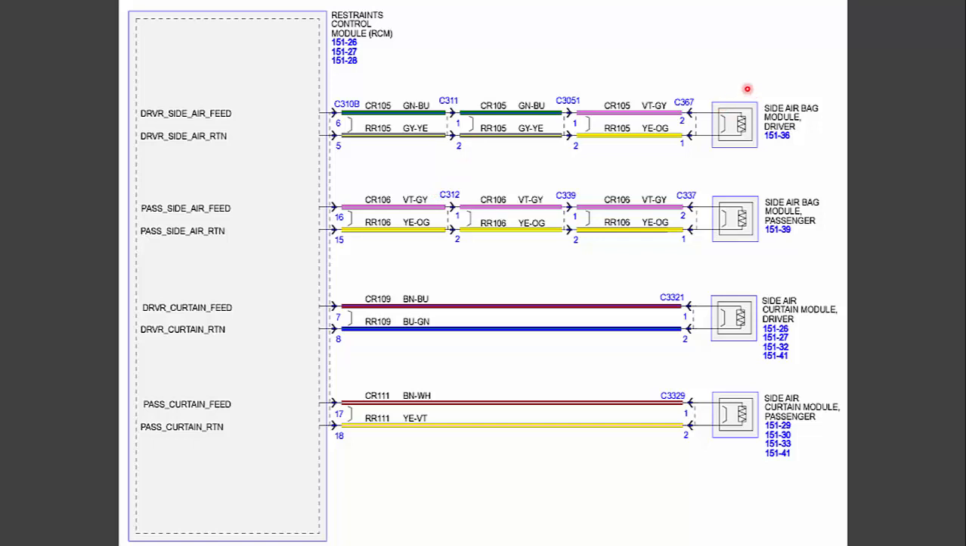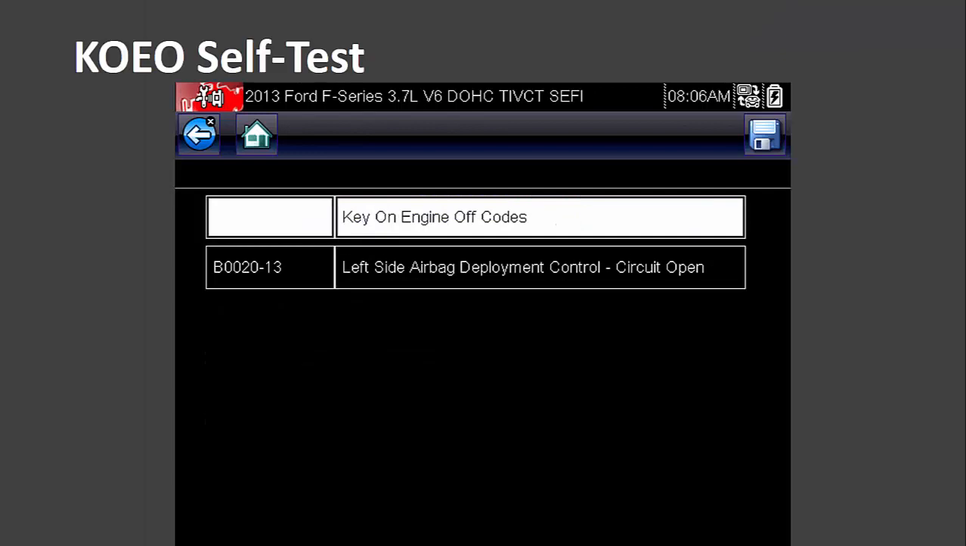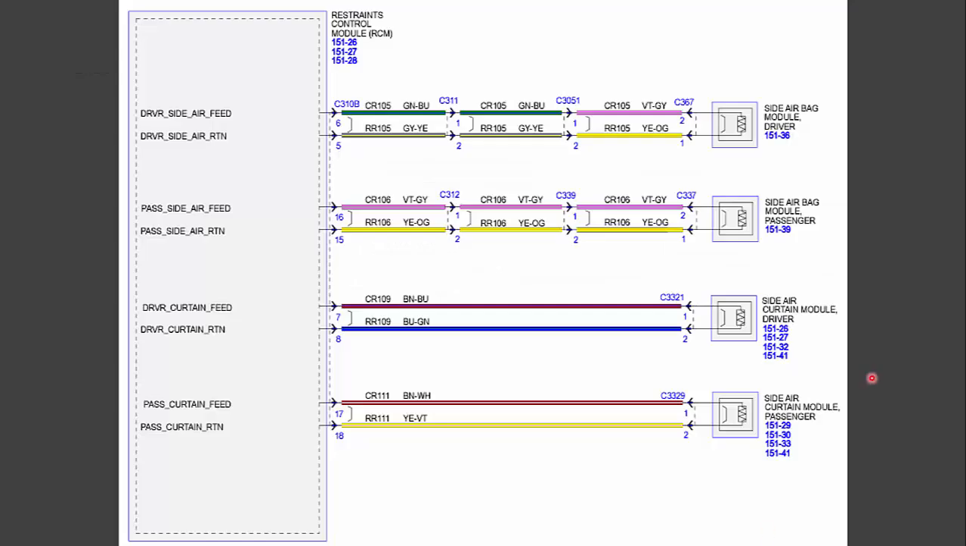what I planned to do was disconnect the airbag and then put a 2 to 3 ohm resistor in its place here, or you could even short it out. Since our code, if you look, was circuit open, you can short this out, obviously with the airbag disconnected, and then see if it goes to a short circuit code. If it does, one could assume that this wiring is good and that you maybe have an airbag module issue. If it doesn't change, then you probably have a wiring issue.